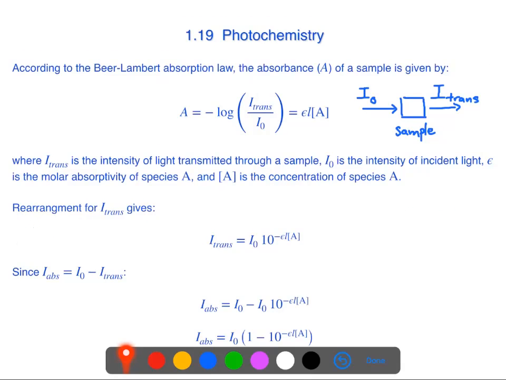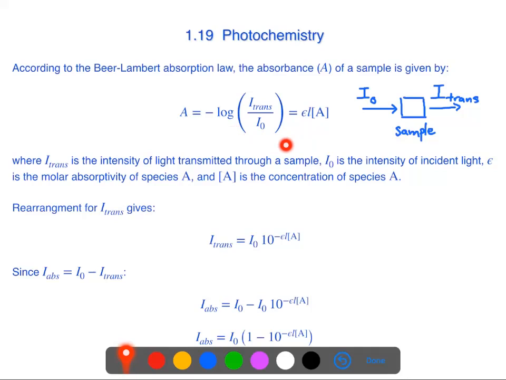Now, according to the Beer-Lambert absorption law, the absorbance A of a sample is given by the following expression, where A is equal to minus log of I trans over I0, where I trans is the intensity of light transmitted through a sample, and I0 is the intensity of the incident light, the light that's irradiating the sample. Now, this expression can also be equated to the molar absorptivity of the species A, the path length, and the concentration of the species A.